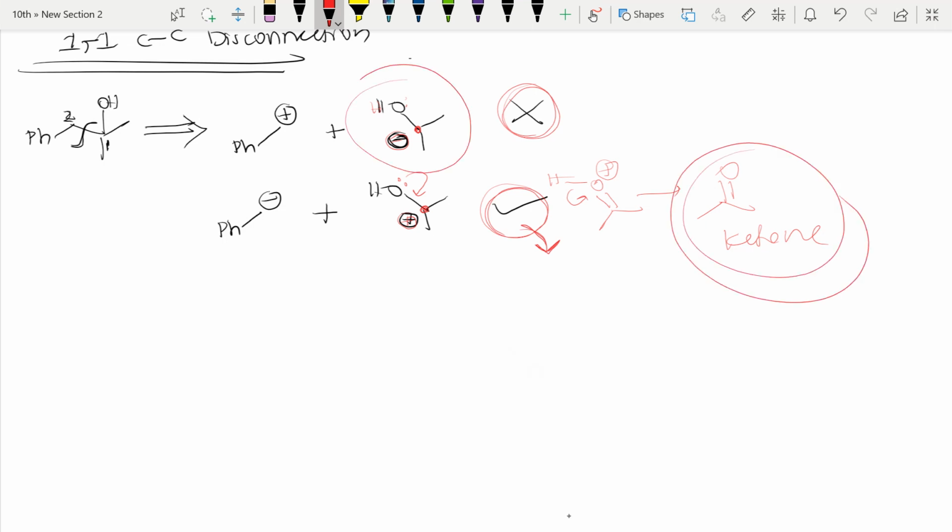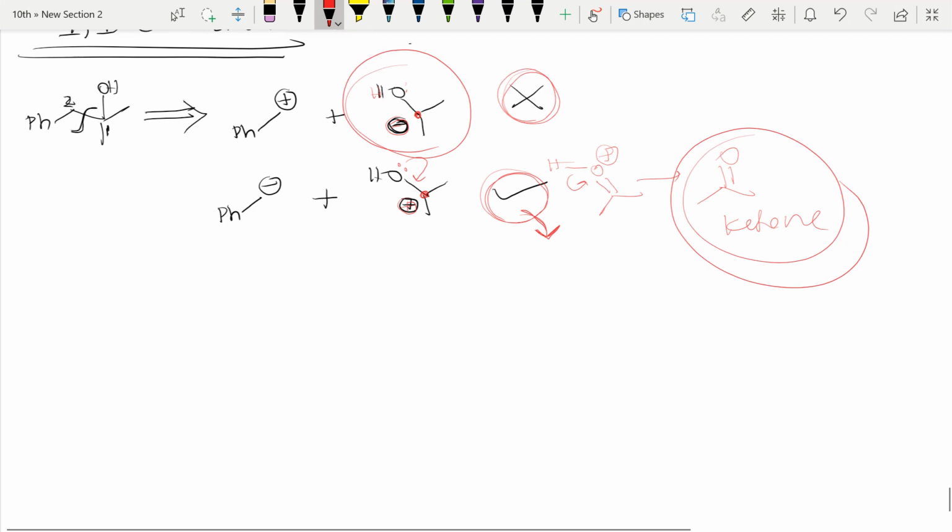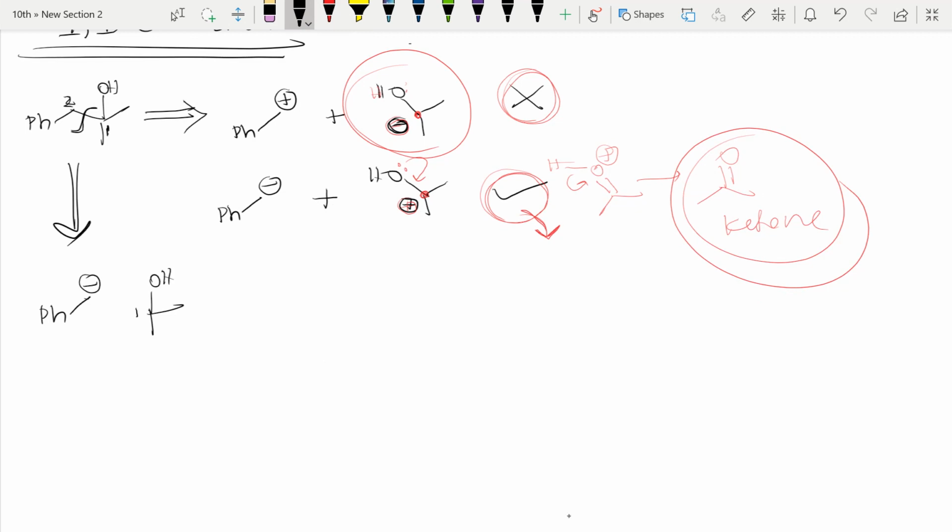Whereas this is not feasible because that negative charge is not stabilized by that OH group, right? So that thing you remember. So our disconnection gives these products: CH2 with a negative charge, and here OH with a positive charge, right? I hope you got it.